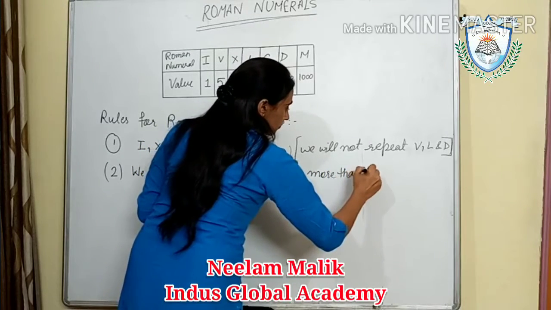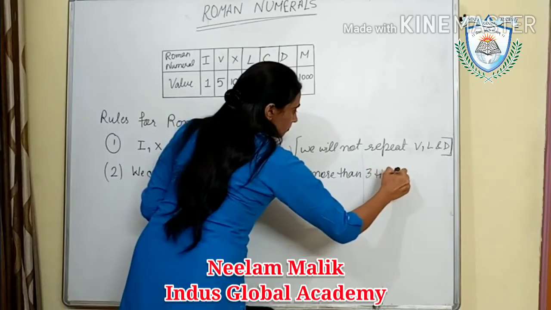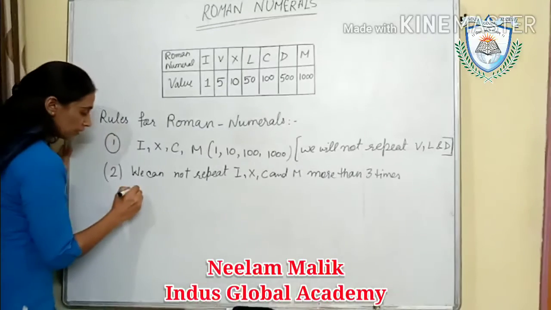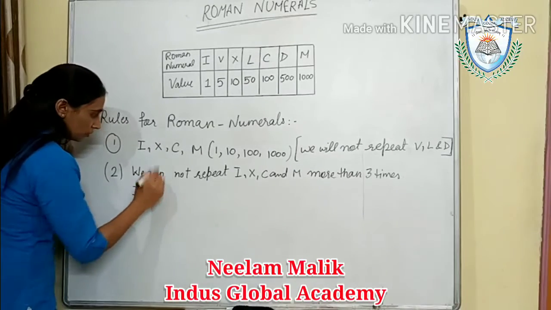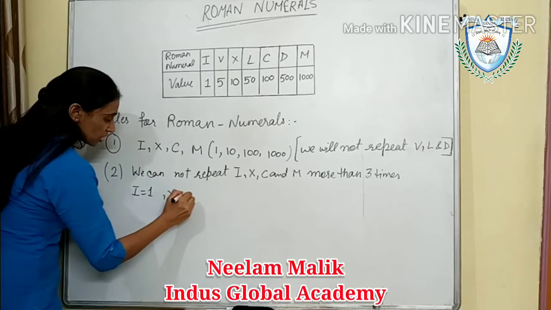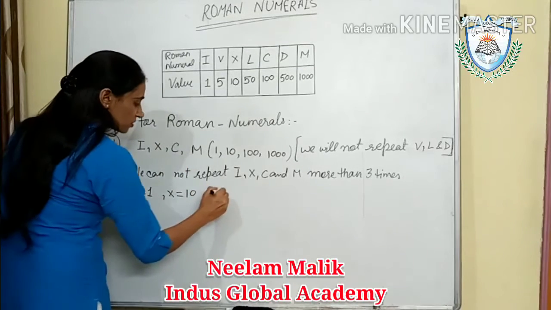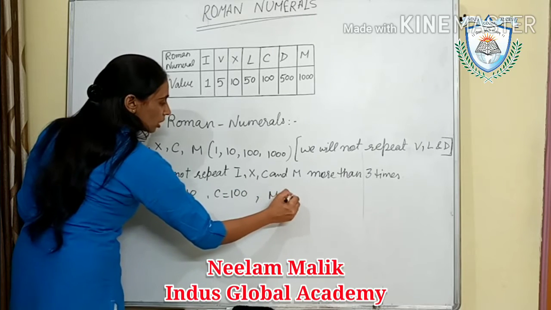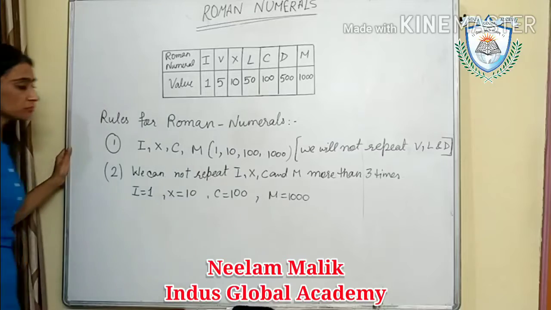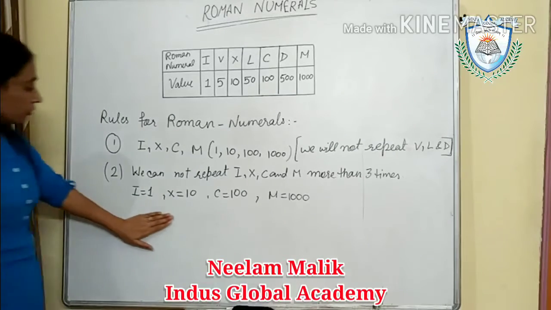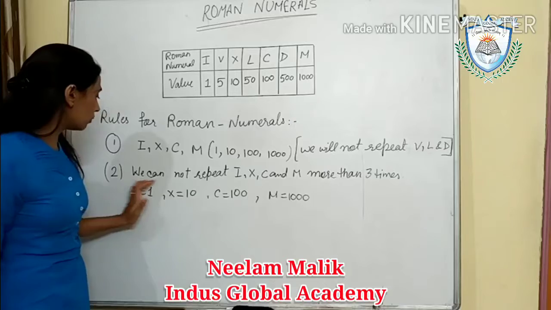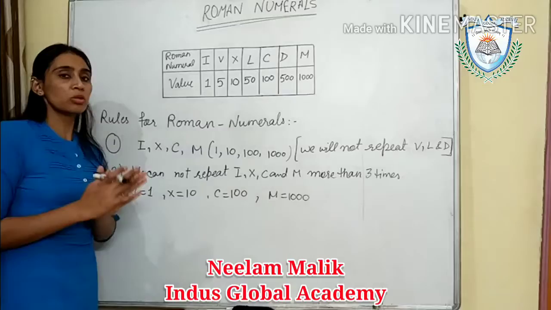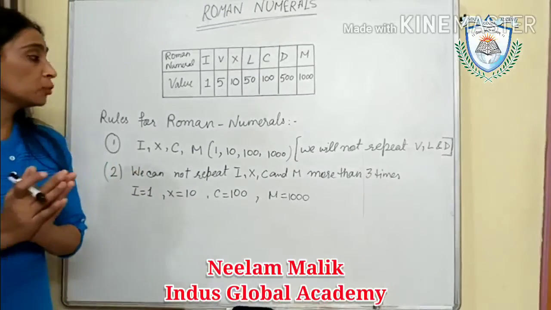Suppose I know the value of I. What is I? I means 1. What is X? X means 10. What is C? C means 100. And what is M? M means 1000. So what we are saying here is we cannot repeat I, X, C and M more than 3 times. More than 3 we cannot repeat, but up to 3 we can repeat.